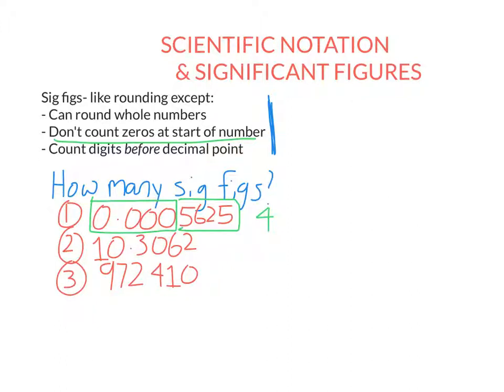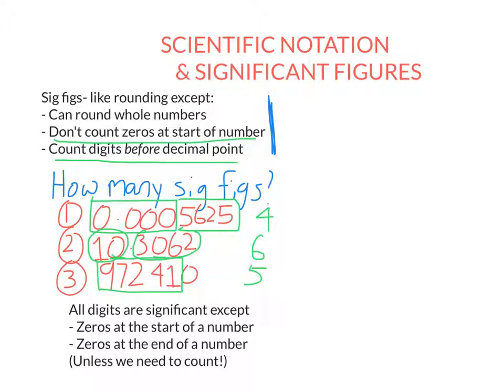Let's look at the second one. The third point says that we count digits before the decimal point. So this 1 and 0, they count as significant, as do all of the numbers after the decimal point. You do count zeros when they're between non-zero numbers. So this one actually has 6 significant figures. Now, if we look at the last number, all of its digits are significant except the last 0. So it has 5 significant figures.